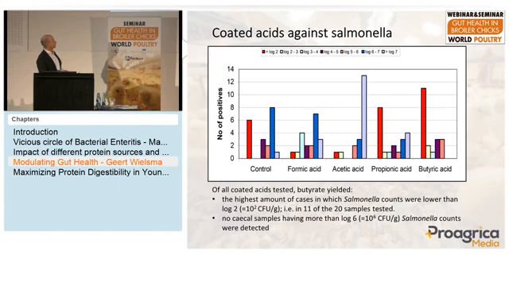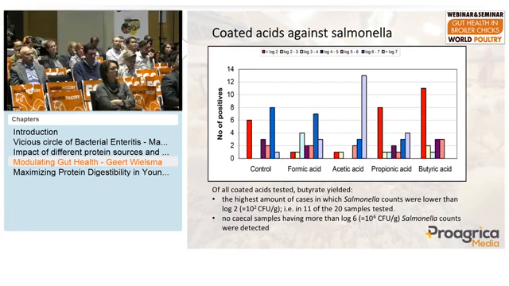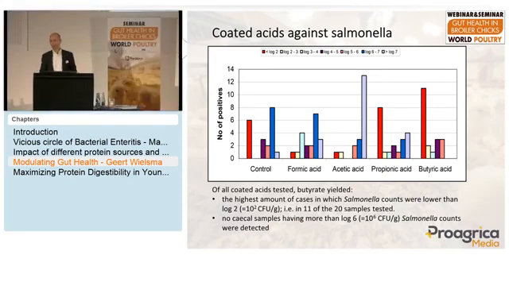In very short, what they did, they took 1 carbon until 4 carbon short-chain fatty acids, so formic until butyric. They all coated them and fed them to animals. What you can see is the contamination levels in the different colors. So the further right, the higher the contamination levels in the ceca. And you can clearly see that actually formic acid and acetic acid made the situation worse, while propionic acid and butyric acid improved the situation.